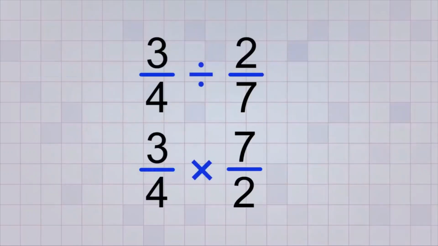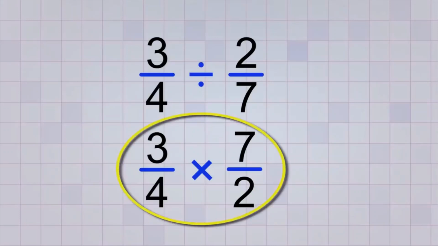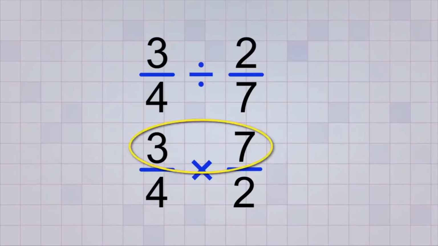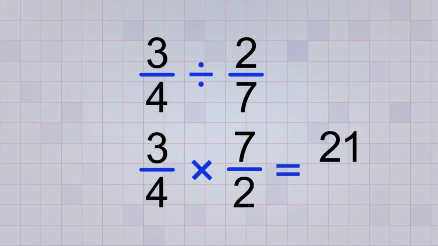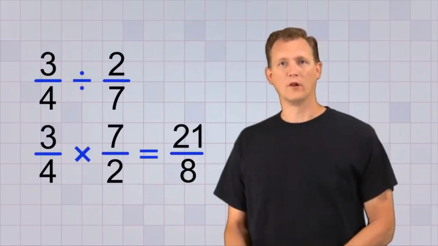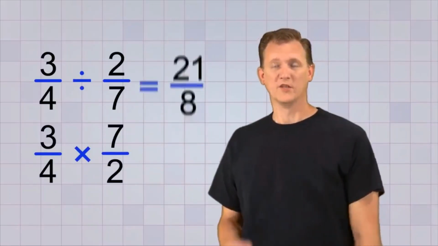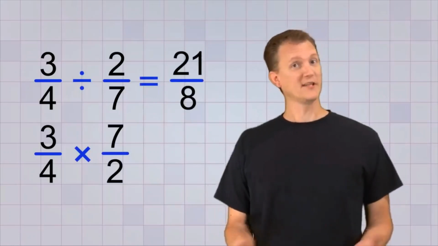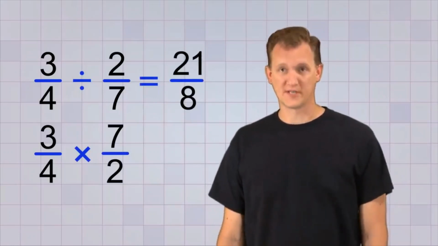Okay, now that our problem has been changed to multiplication, it's easy. Just multiply the tops. 3 times 7 equals 21, and multiply the bottoms. 4 times 2 equals 8, and we have the answer to our fraction division problem. So 3 over 4 divided by 2 over 7 is 21 over 8. So that's pretty easy, but let's try one more example.